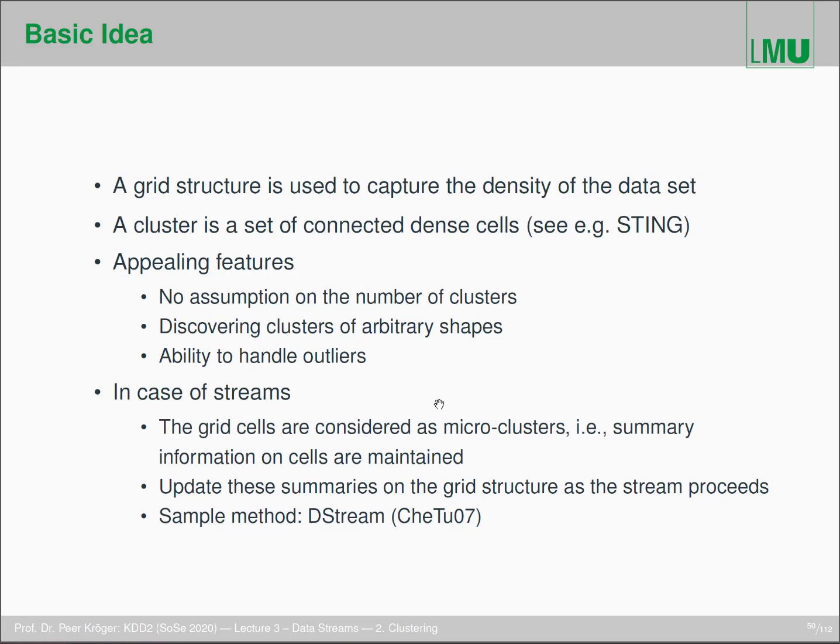streams. In case of streams, the grid cells are considered as summaries, microclusters. So we obtain or aggregate summary information for cells, and we update these summaries on the grid structure as the stream proceeds. And the sample method I want to show you here is DStream.